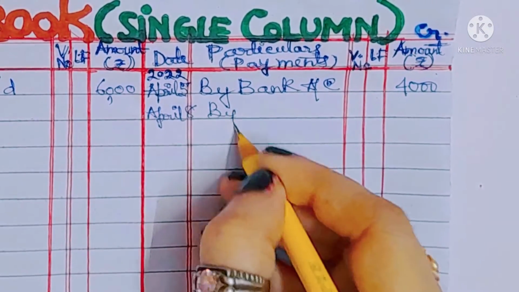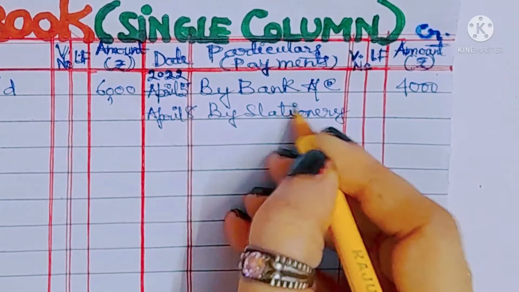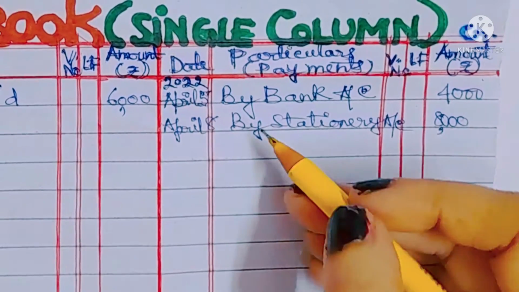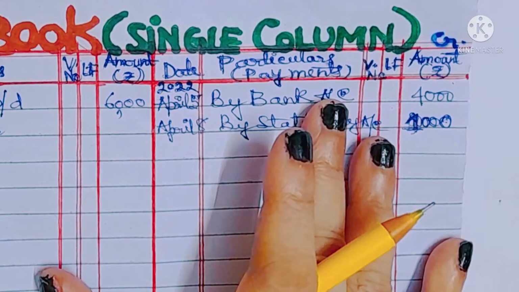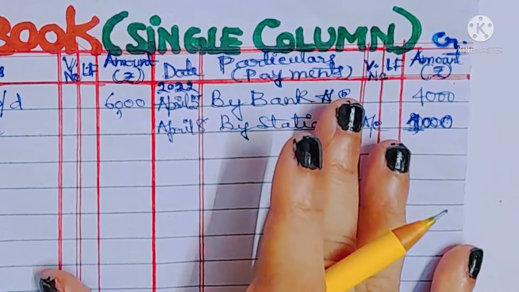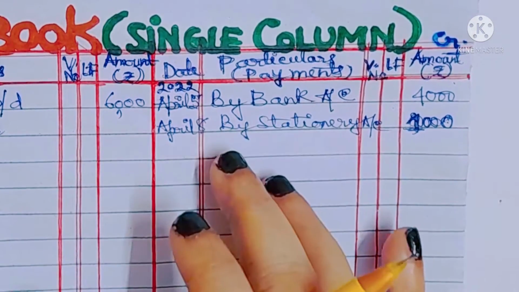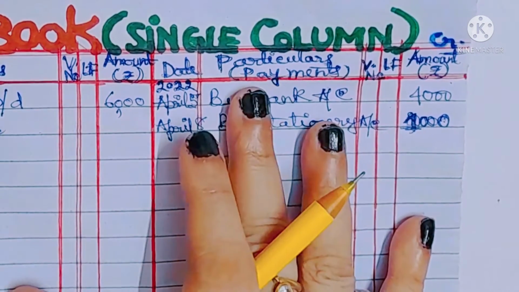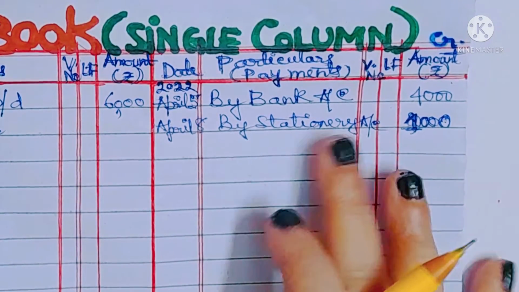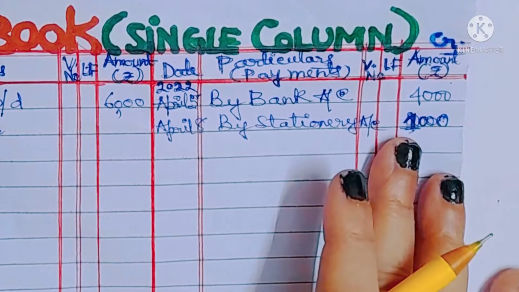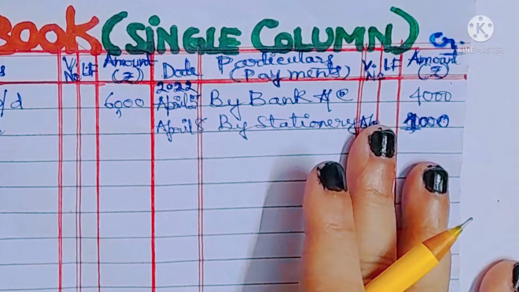By stationery account. So on 8th April, by stationery 1,000. Cash book is nothing but merely a cash account. Cash book comes under real account. According to real account, what goes out is credit. Here, when stationery is purchased, cash goes out from the business. So 1,000 will be credited. Understood? Now let's see the next transaction.